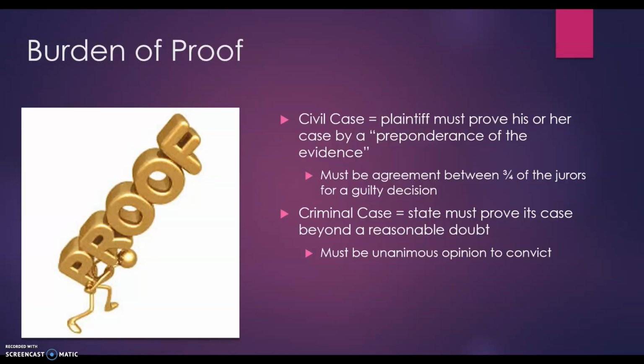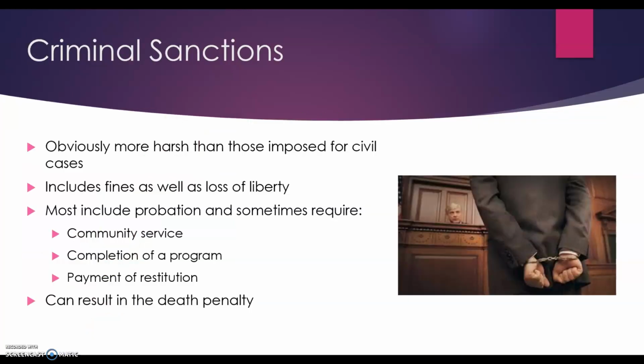The burden of proof in a civil case, you have to prove your case by what's called the preponderance of the evidence. So, in that case, if there's a jury, 3/4 of the jurors have to be in agreement with the charges that are being levied in order for that to hold up. In a criminal case, you guys are familiar with this, it must be beyond a reasonable doubt. And in those situations, it must be a unanimous opinion. So everyone has to agree with the outcome. So the punishments for criminal cases are much more severe, obviously, than those that result from civil cases.